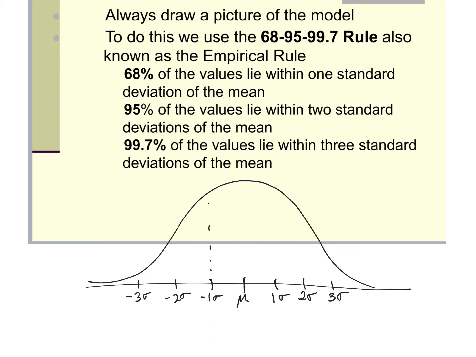Now, within 1 standard deviation of the mean lies about 68% of the data. Within 2 standard deviations of the mean lies about 95% of the data. And within 3 standard deviations of the mean, about 99.7% of the data.